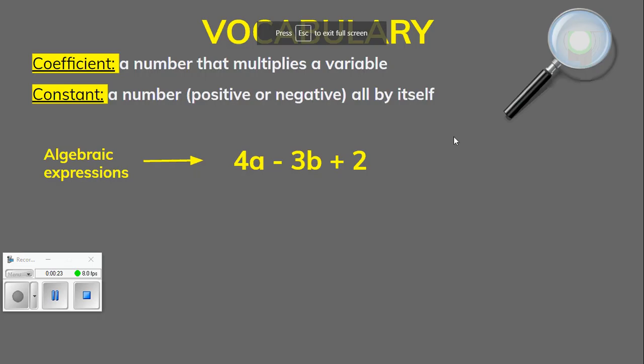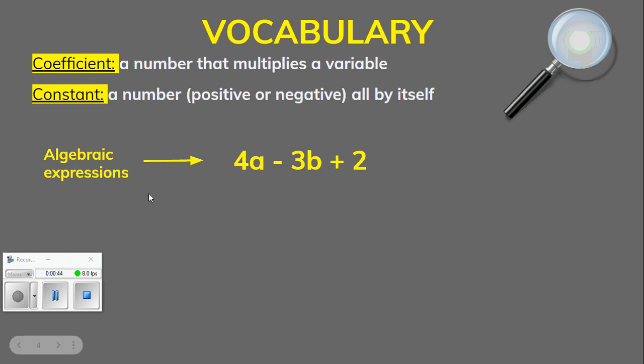So we're going to get started here with some vocabulary. And in the first two blanks, which you guys have, is a spot to write the words coefficient and constant. So you guys know at this point a coefficient is a number that multiplies a variable, while a constant is a number that's all by itself. And that number that's all by itself could be a positive or a negative number.